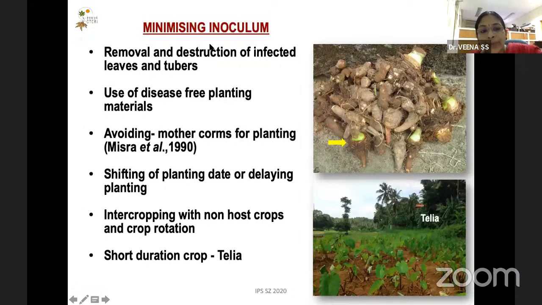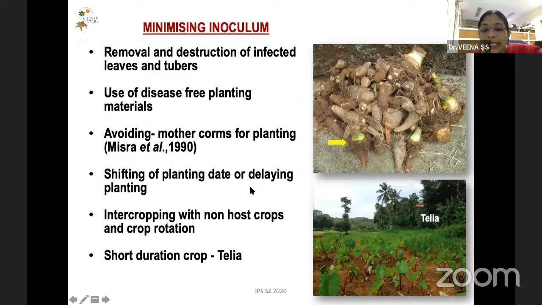With the idea of minimizing inoculum, we advocate the removal and destruction of infected leaves and tubers, because this pathogen survives on the leaves and the tubers. The tuber is actually the edible part, and for propagation also we use the same thing. So once it is infected in the field, we have to take care and should not leave any tubers in the field, otherwise the infection will be more. Use disease-free planting material. Some people also use mother corms, so wherever disease incidence is there, they should avoid planting mother corms.